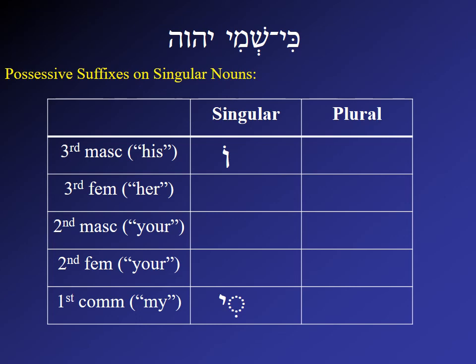Now, it should be noted that this hirek yod looks an awful lot like the zere yod, which marks the plural construct form. So be sure to note the difference. Hirek yod, possessive, first common singular suffix, and zere yod marks the plural construct form.